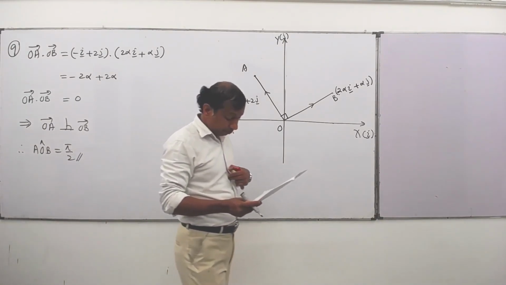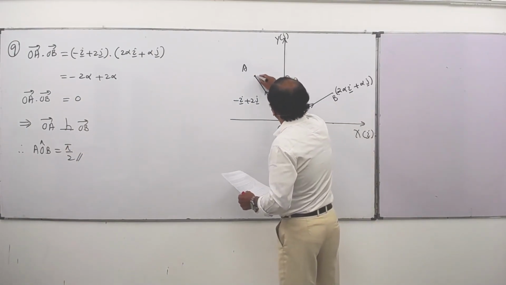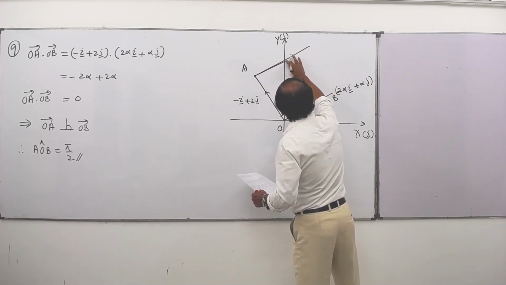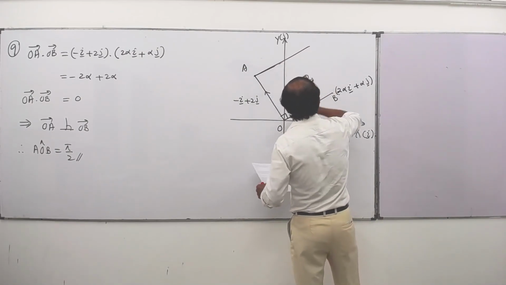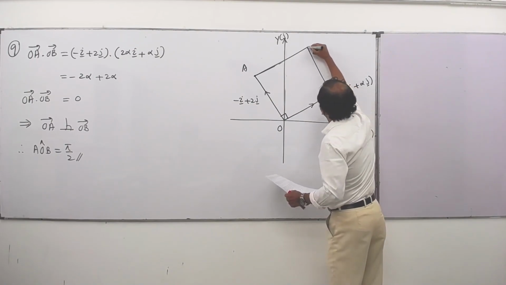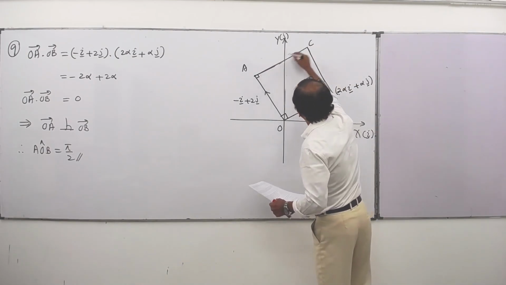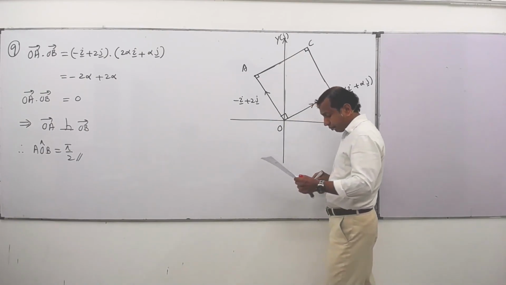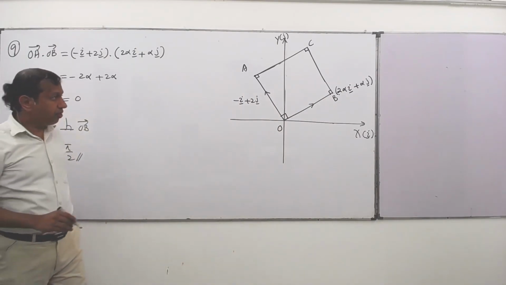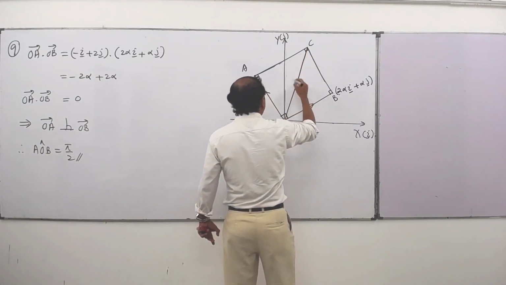Right. Next one. Let C be the point such that OACB is a rectangle. Then C should be like this, no? OACB rectangle. Right. If the vector OC lies on the y-axis, first we'll find OC vector.